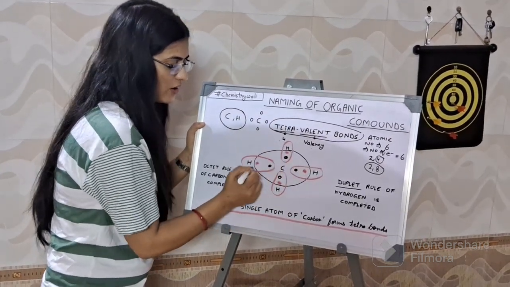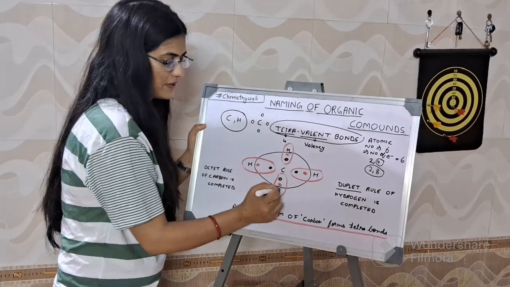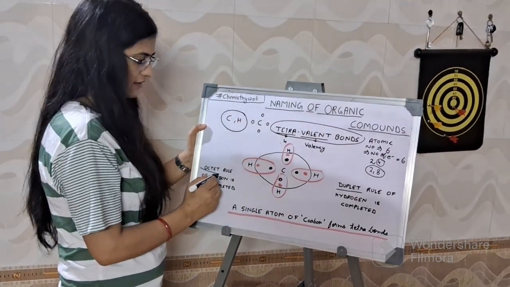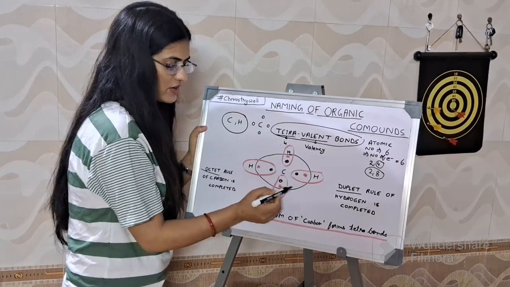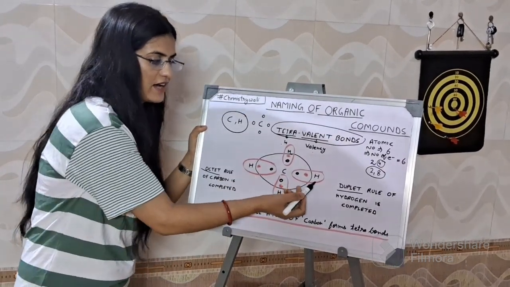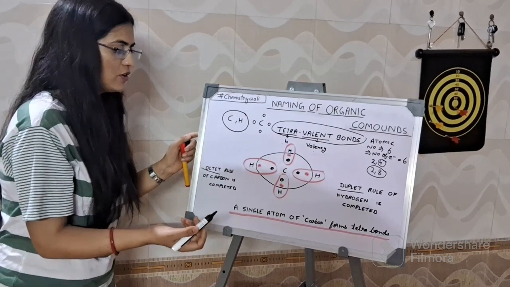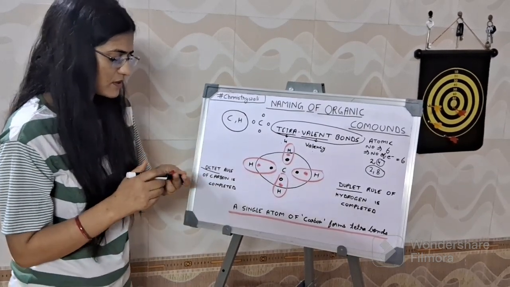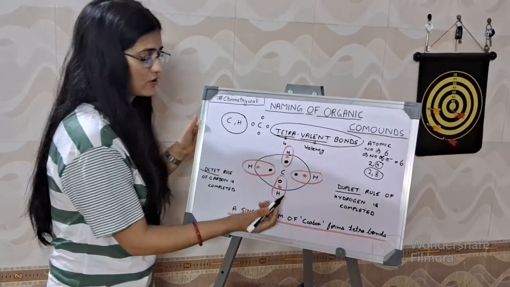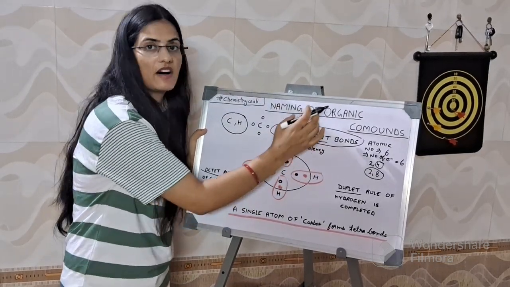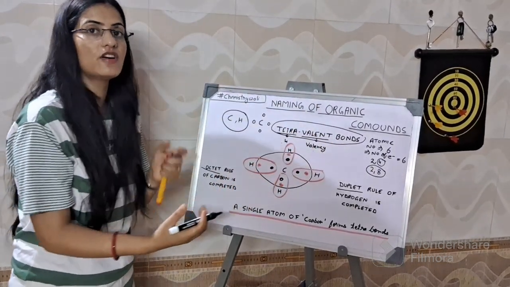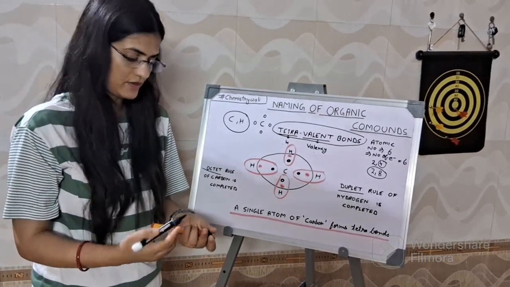In the same way, carbon is also completing its octet. 1, 2, 3, 4, 5, 6, 7, 8. Now carbon has 8 electrons and hydrogen has 2 electrons. So that's why these bonds are called tetravalent bonds. Carbon forms tetravalent bonds because the valency of carbon is 4.